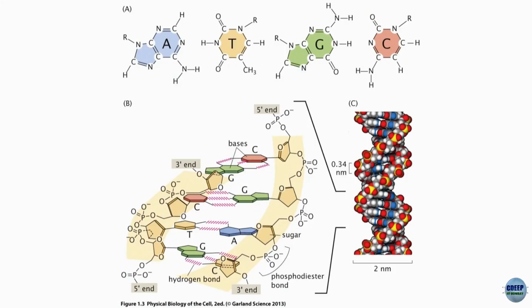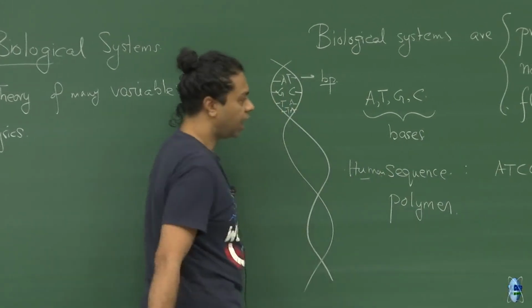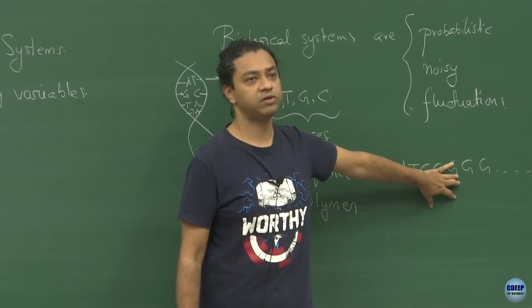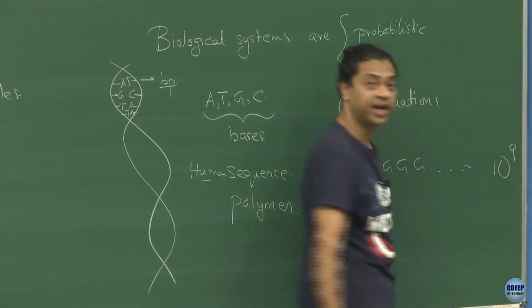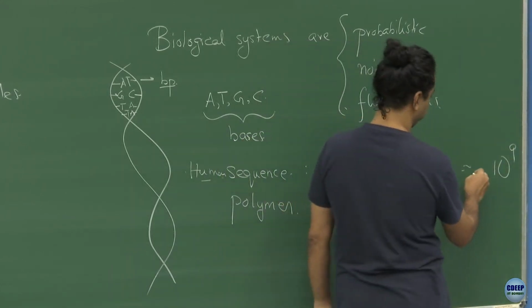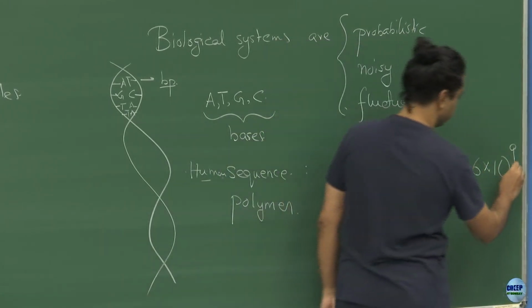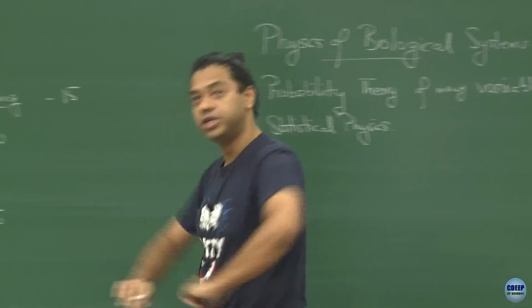This is important because, if you think about it, all the cells in our body have the same genetic sequence. Before I say that, any idea, if I take the human genetic sequence, how many base pairs are there in the human genome? Order of magnitude estimate? Anyone? So, this is of the order of 10 to the power of 9 base pairs. I think roughly about 6 point something into 10 to the power of 9 base pairs. Okay. So, it's a hugely long string of letters.